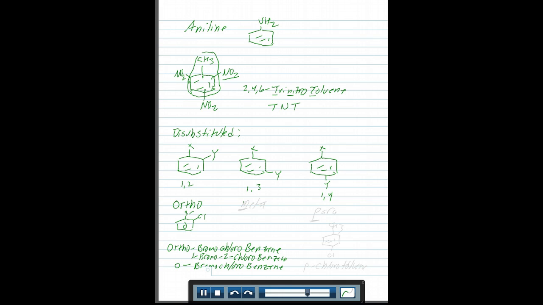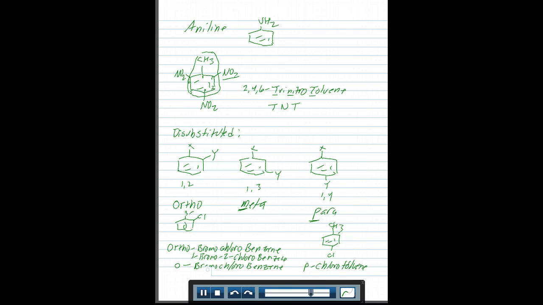The 1,3 is called the meta position. So you'd say meta-bromochlorobenzene, or m-bromochlorobenzene. Finally, the 1,4 is called para, or p. So, let's do a toluene with a chlorine. You can name this p-chlorotoluene, or para-chlorotoluene. That's how you can name these.